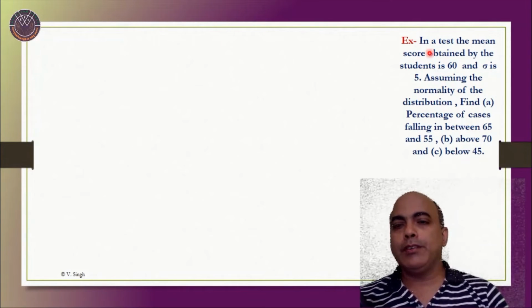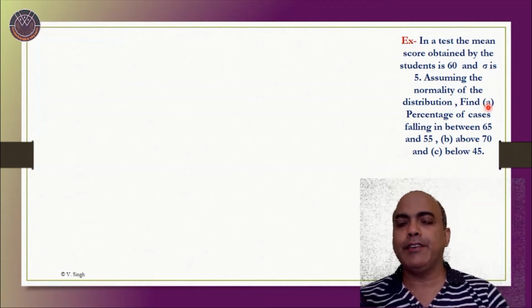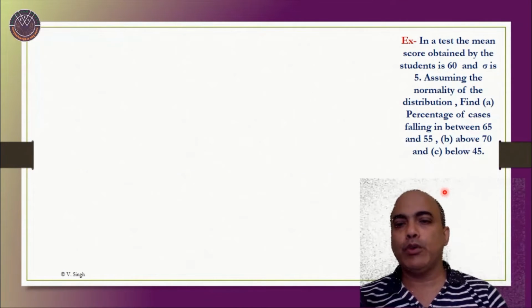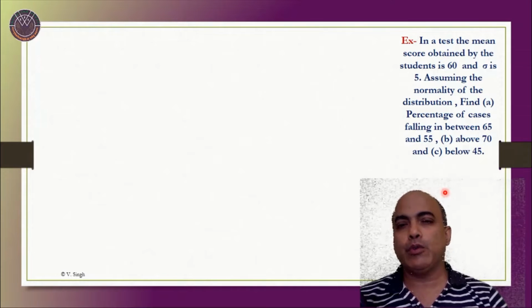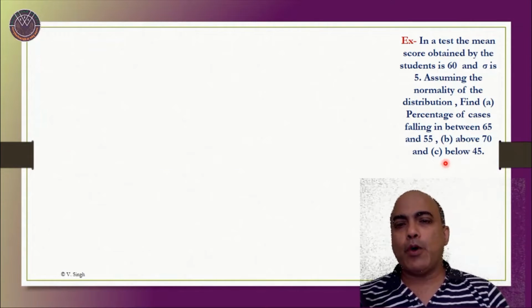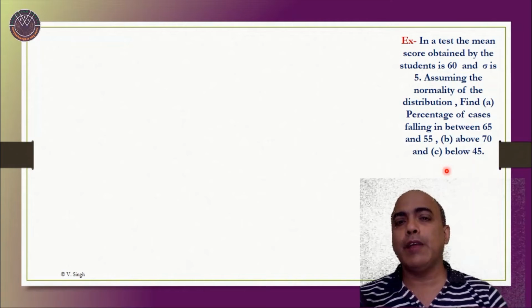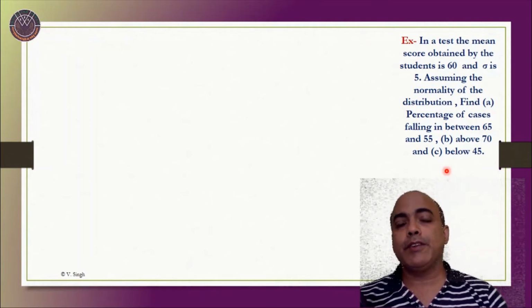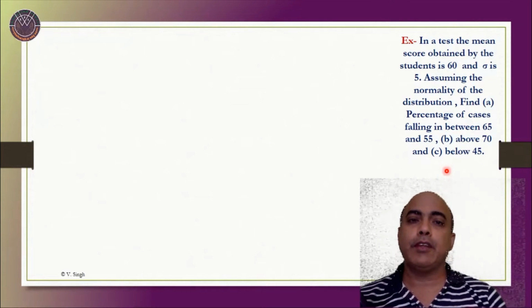So we have got our problem. Our problem is written here. In a test, the mean score obtained by the students is 60 and the standard deviation is 5. Assuming the normality of the distribution, we have to find different percentages of cases within some given limit. To solve this problem, I already told you that we have to use the formula of Z score and also the area curve. Another important aspect that we have to use, and we have studied in the previous video, is the percentage of cases between different sigma distances. So let us see again what are the different percentages of cases between different sigmas or the 6 sigma distribution.